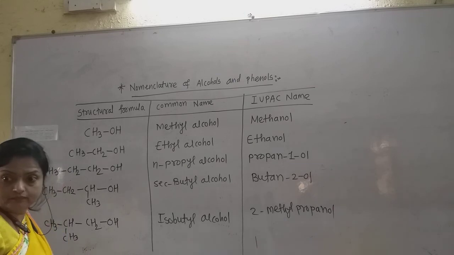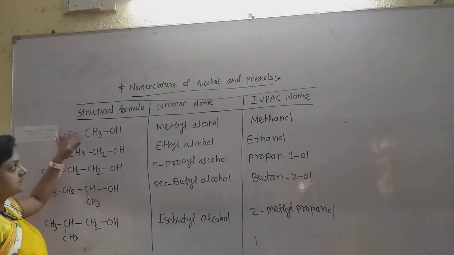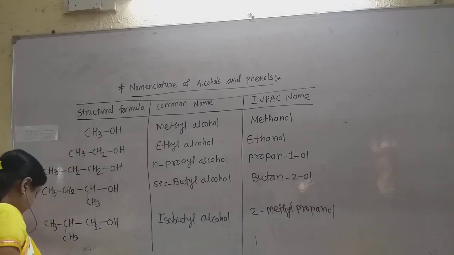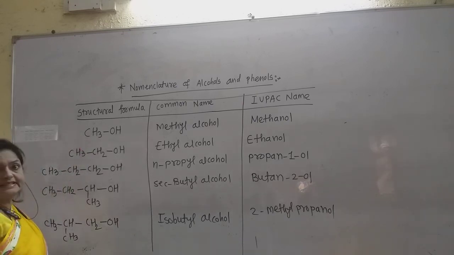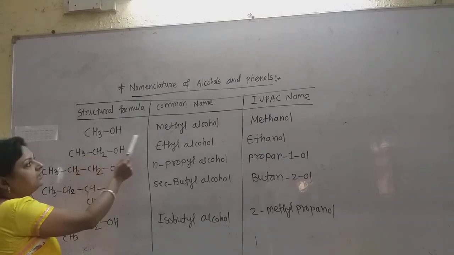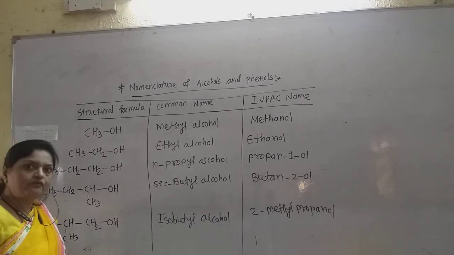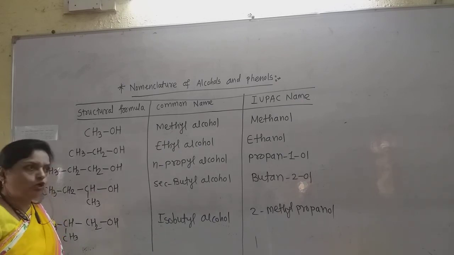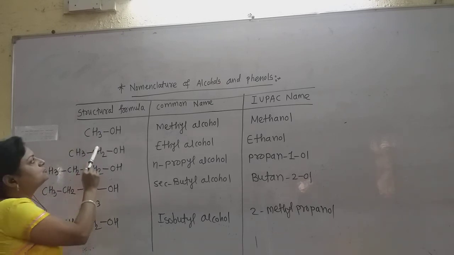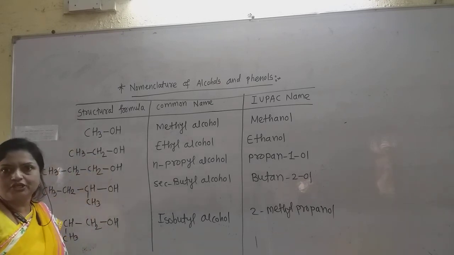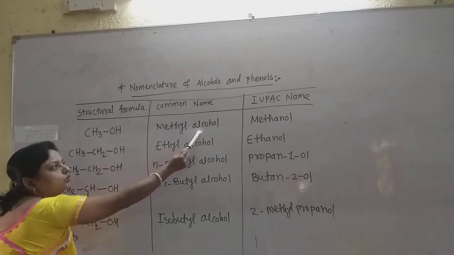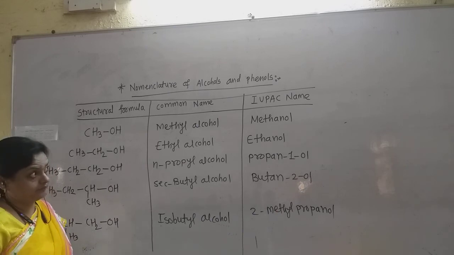Now see, here are the simplest alcohols. This is the structural formula of methyl alcohol. You know very well, in methyl alcohol the R group is the methyl group, and this OH is directly attached to this methyl group. So the common name of this alcohol is methyl alcohol.